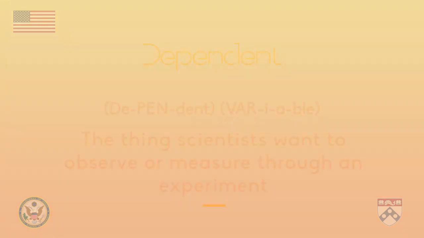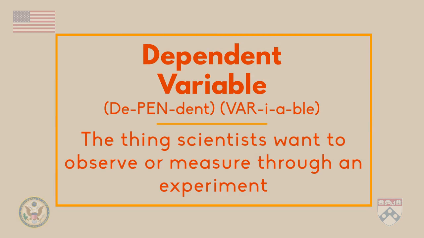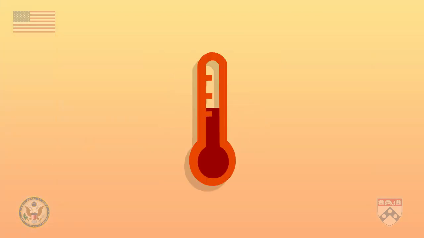Now that we have both jars set up, we are ready to begin the experiment. Our dependent variable, or the thing we want to observe or measure, is the temperature of the jars. To track the temperature of the jars, there's a thermometer in each jar. Are you ready? Okay, let's get started.